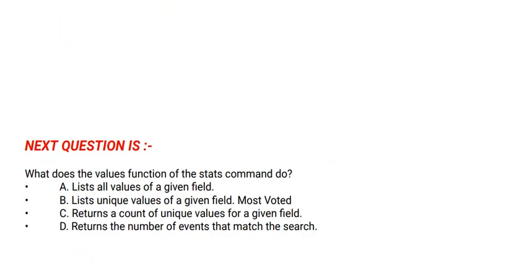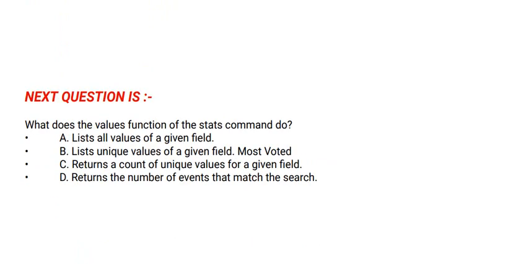Next question is, what does the values function of the stats command do? Options are option A, lists all values of a given field. Option B, lists unique values of a given field, most voted. Option C, returns a count of unique values for a given field. And option D, returns the number of events that match the search. The correct option is option B.